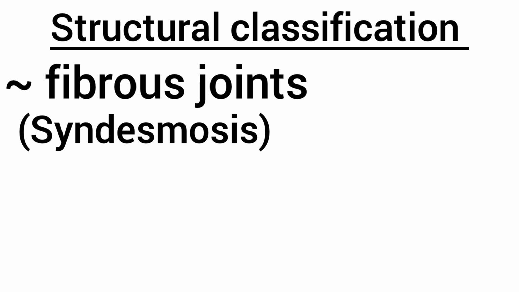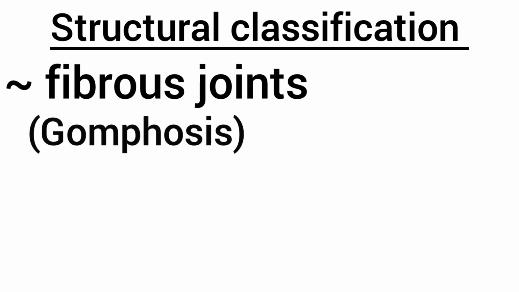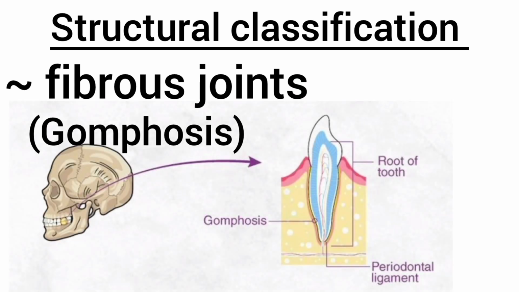Syndesmosis. They are found in long bones such as the tibia and the fibula, and they allow minimal movement. Gomphosis. A peg-in-socket joint, such as the connection between the teeth and their sockets.